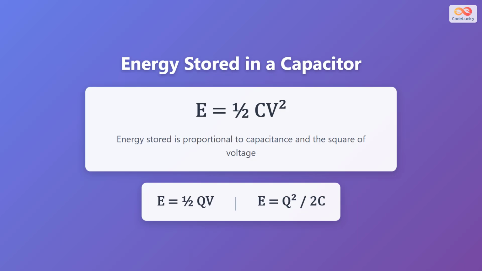A charged capacitor stores energy in its electric field. The energy stored is given by the formula E = 1/2 CV², where E is energy, C is capacitance, and V is voltage. Notice that energy is proportional to the square of the voltage, meaning doubling the voltage quadruples the stored energy. This formula can also be expressed as E = 1/2 QV or E = Q²/2C, depending on which variables are known.